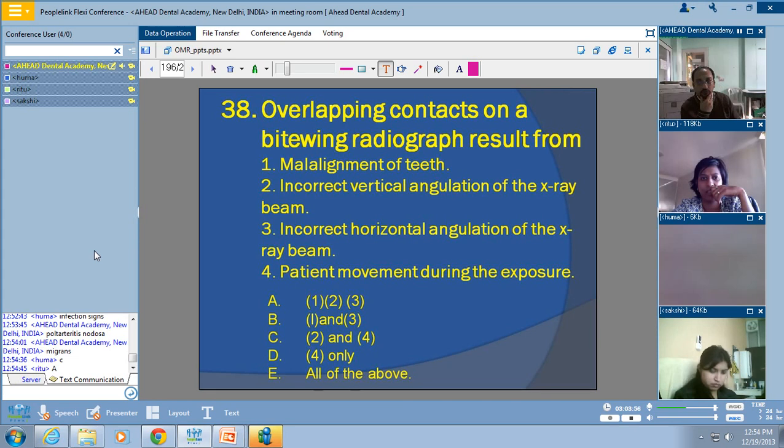So we are left with choices A and B. Malalignment of teeth will definitely cause it. But what we need to know is that vertical angulation will have absolutely no effect. So the correct answer is choice B. Okay? Is it clear why I am writing B? Because vertical angulation will not have any effect on the overlapping, rather it will be the horizontal angulation.